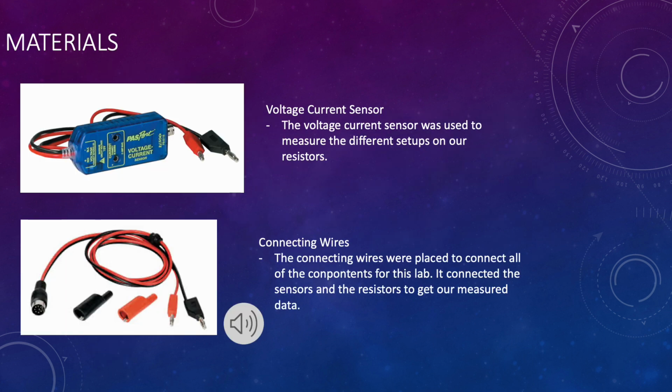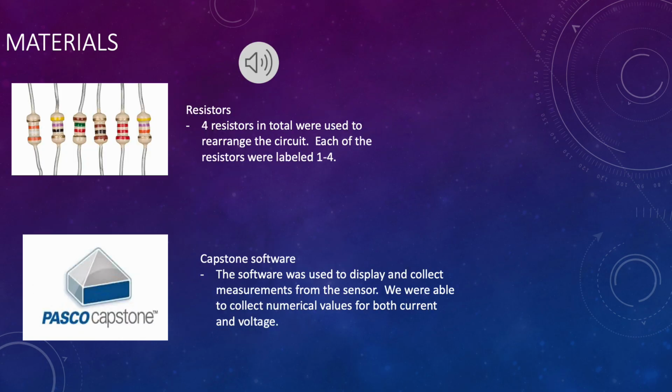The voltage current sensor was used to measure the different setups on our resistors. The connecting wires were placed to connect all of the components of this lab. It connected the sensors and resistors to get our measured data. Resistors: 4 resistors in total were used to rearrange the circuit. Each of the resistors was labeled 1 through 4. Capstone software: the software was used to display and collect measurements from the sensor. We were able to collect numerical values for both the current and the voltage.